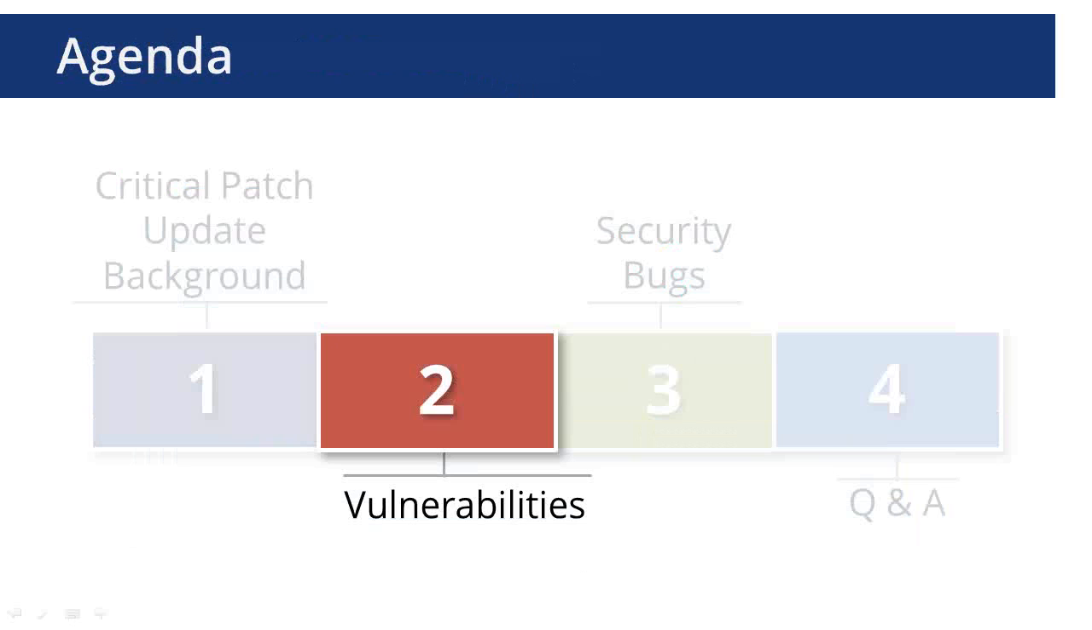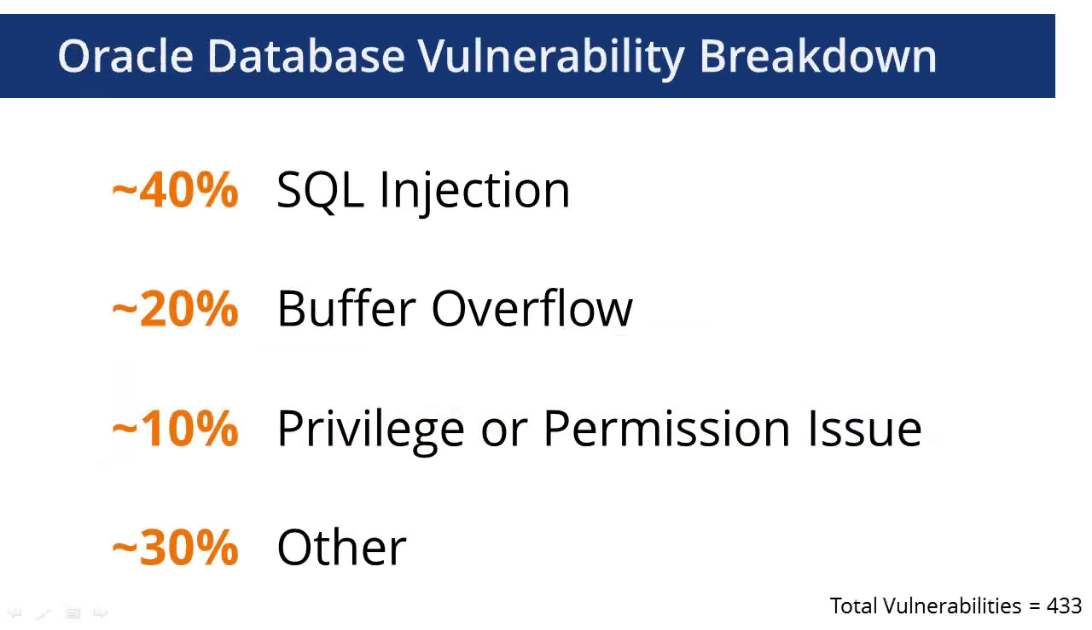Now let's delve into some of the vulnerabilities. What I'm going to talk about now is just the 433 security vulnerabilities in the Oracle database, and give you some broad general breakdowns and some understanding of what those vulnerabilities are. So if we add up the 433 vulnerabilities, and we went through this quickly, this is not very precise at all, but it gives you a general feel of what types of security vulnerabilities are included in those 433. The biggest percentage is SQL injection.